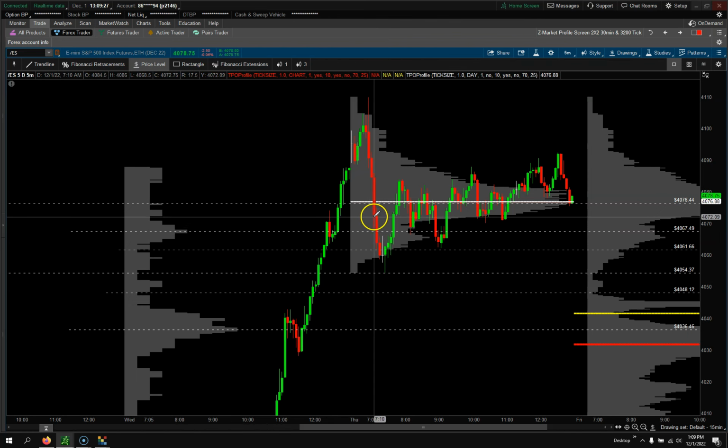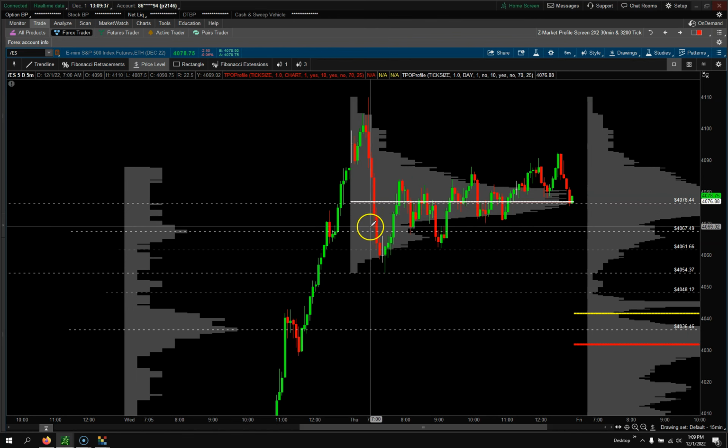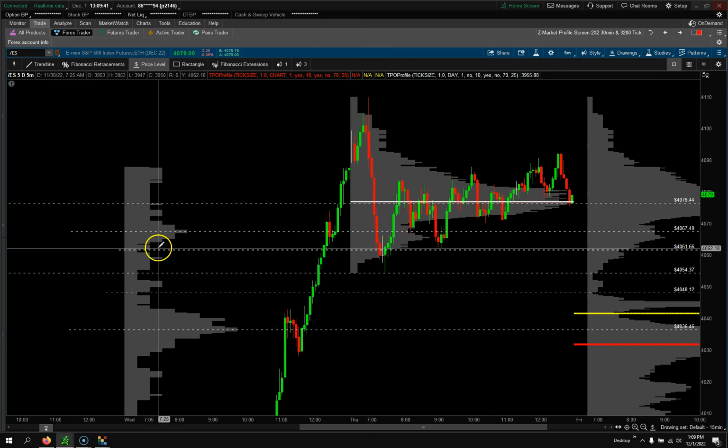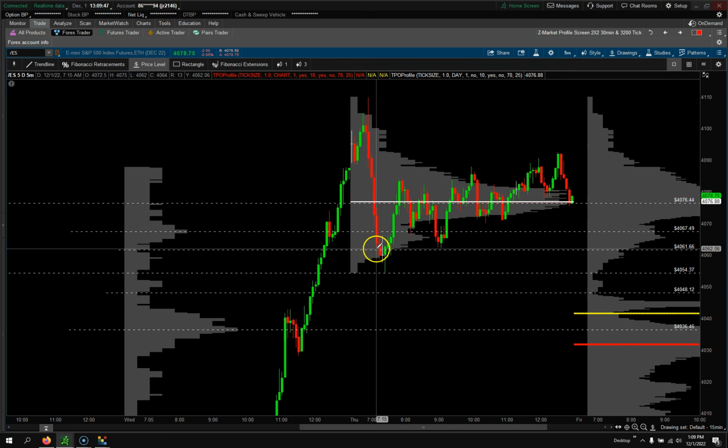And what does price do? It rallies. How do I know? Because the wick is here and right here is the body. So we know that price opened here, closed here, but went as low as this level. Same thing here. Low volume node. Right here, this little low volume node inside, price came down, and look at that, touched and then bounced.